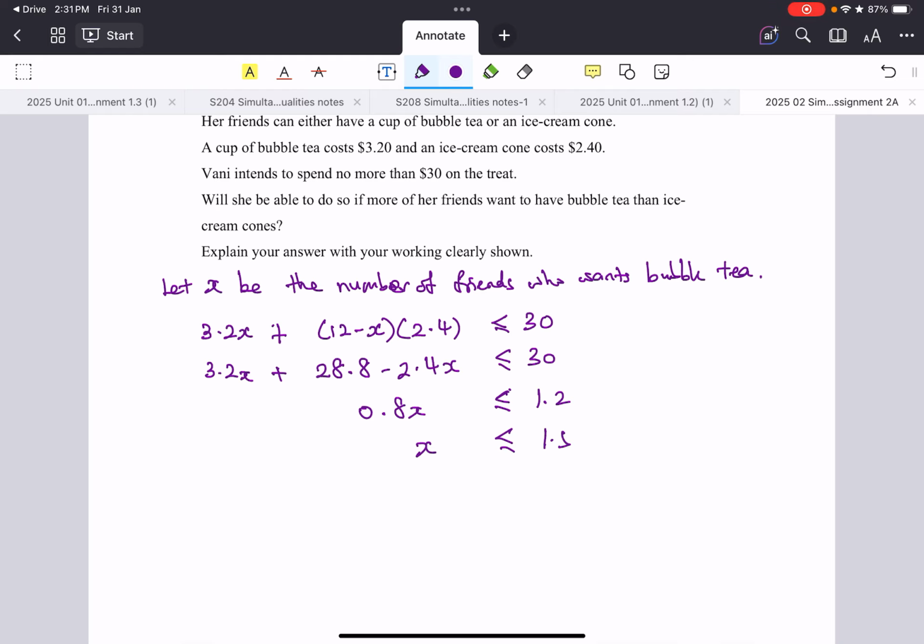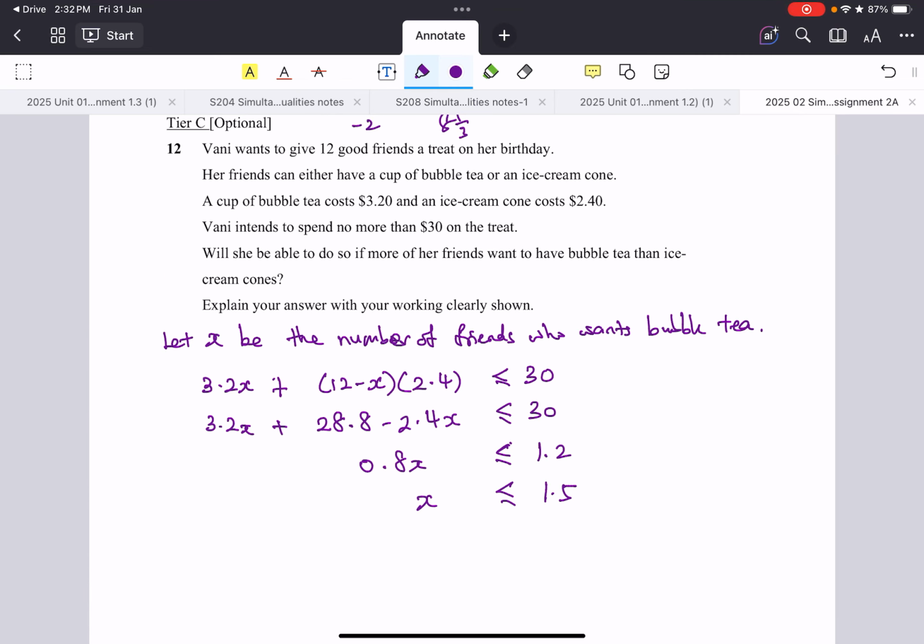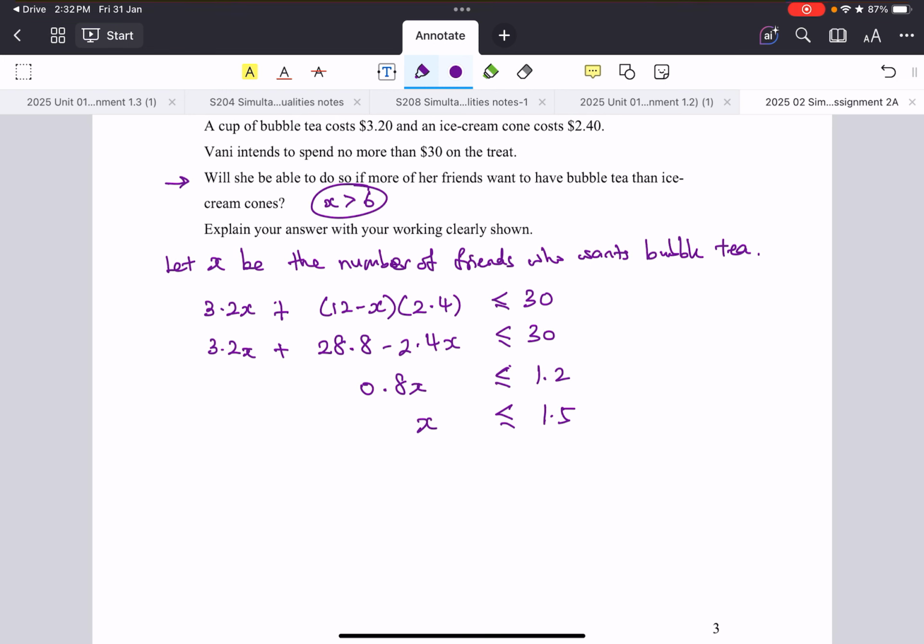So what happened is, will she be able to do so if more of her friends want to have bubble tea than ice cream cone? Well, the thing is, no. Quite obviously not, because in order for this sentence over here to be valid, X, which is the number of people who want bubble tea, is actually more than 6, which is half of the 12 friends.